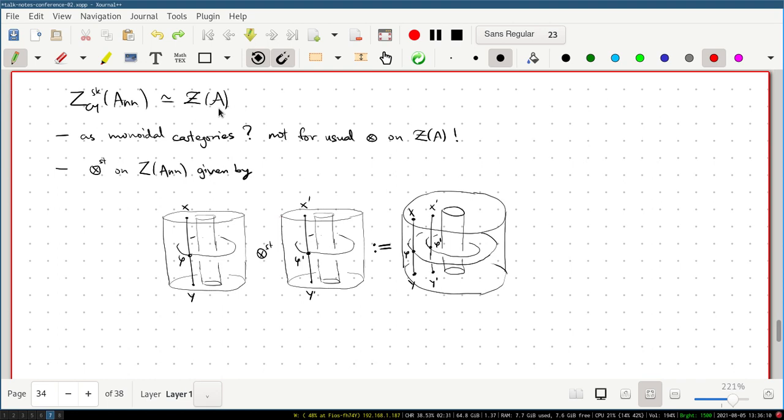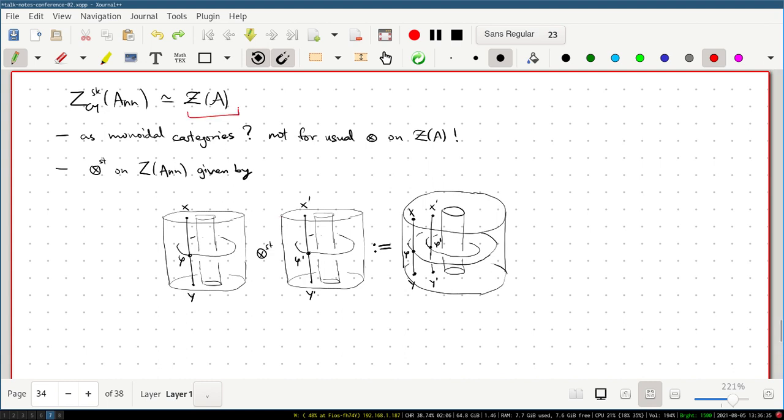Let me discuss one example of this. From the discussion above, you can see quite clearly that the annulus is obtained by gluing up two sides of, say, a square. So that naturally says that the skein category is equivalent to the Drinfeld center.